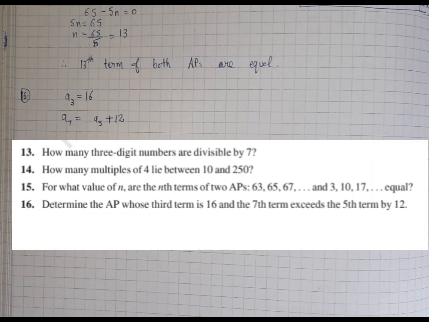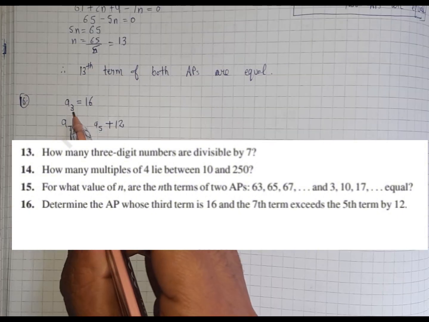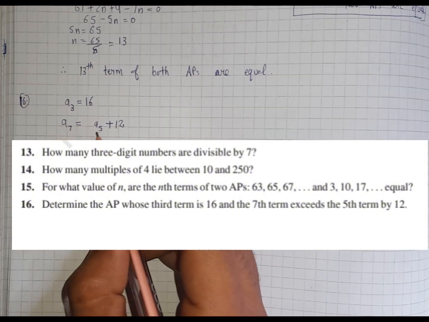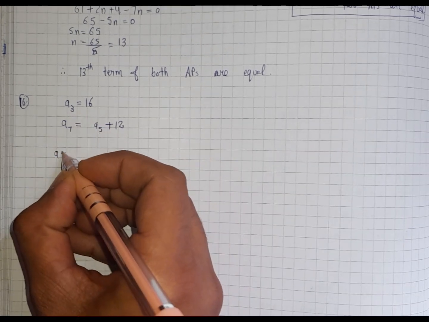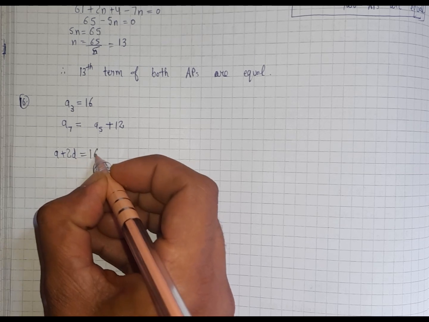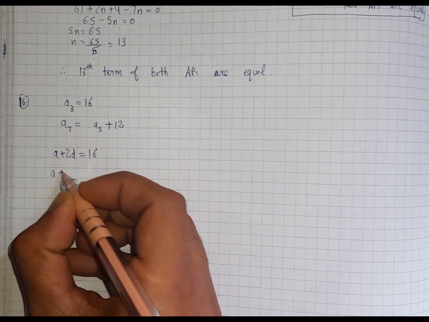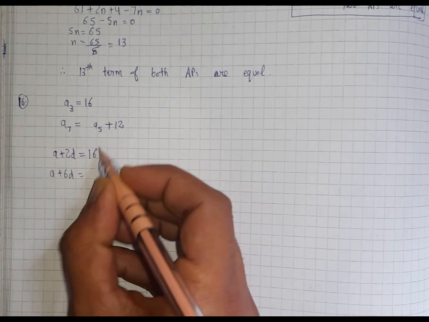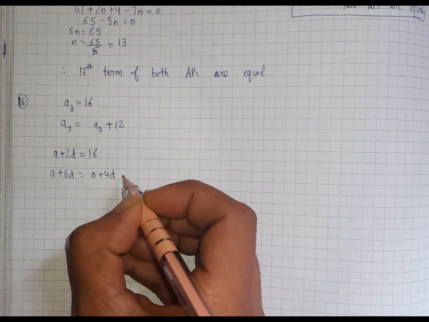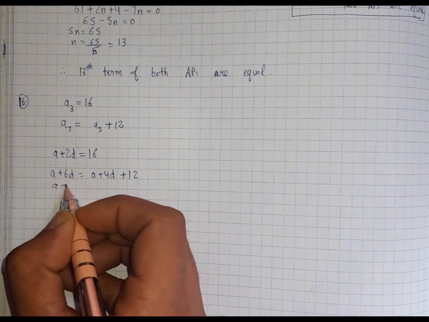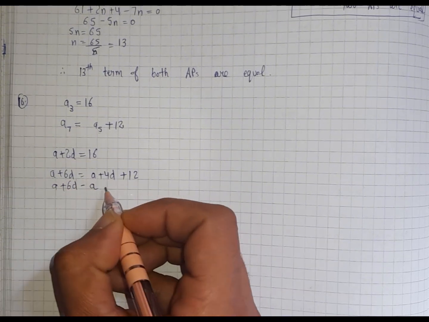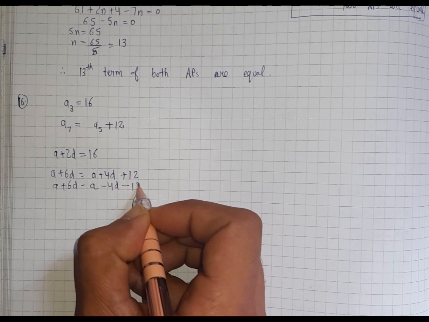Question number 16. Determine the AP whose third term is 16 and seventh term exceeds the fifth term by 12. Third term is 16 and seventh term is greater than the fifth term by 12. Now A3 equals A plus 2D and A7 equals A plus 6D. A5, that is the fifth term, equals A plus 4D, plus 12. After solving, we have A plus 6D minus A minus 4D minus 12 equals 0.